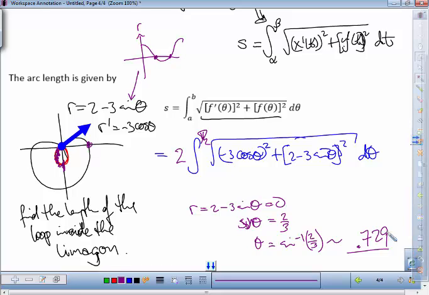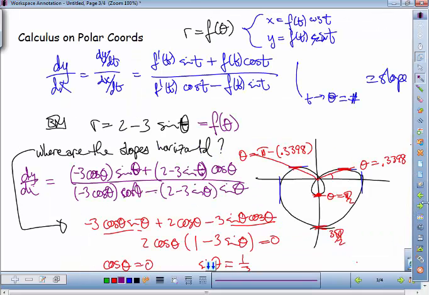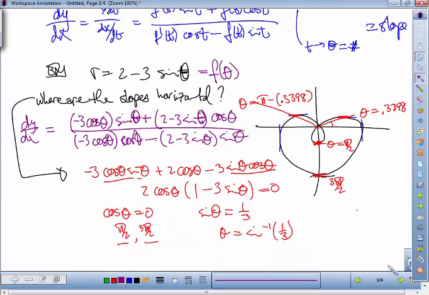Can we have a check on that? Concur? Yes? What was the value that we solved for alpha? I thought that was that number as well, the 3398. That's a sine inverse of 1/3?